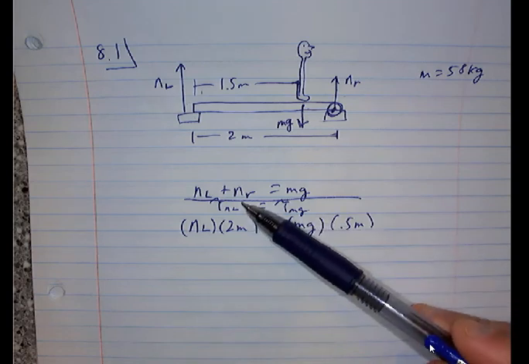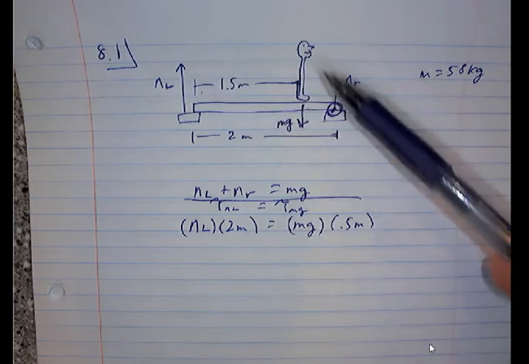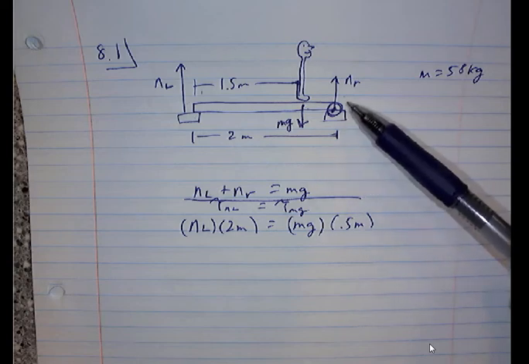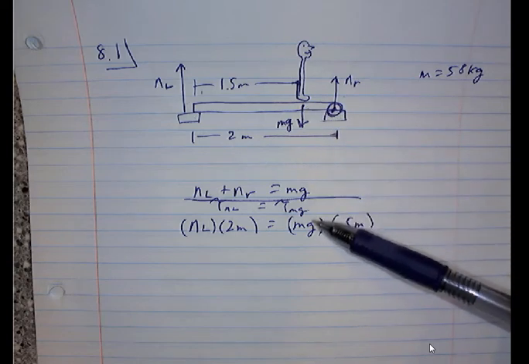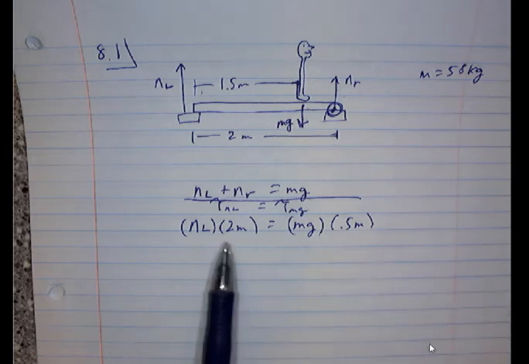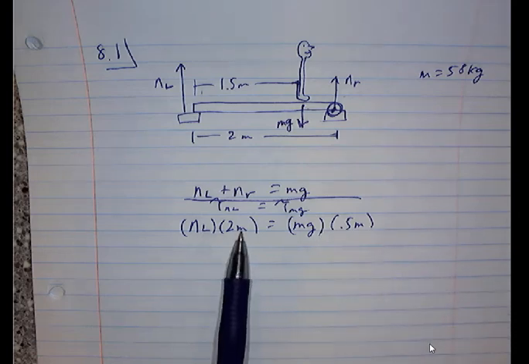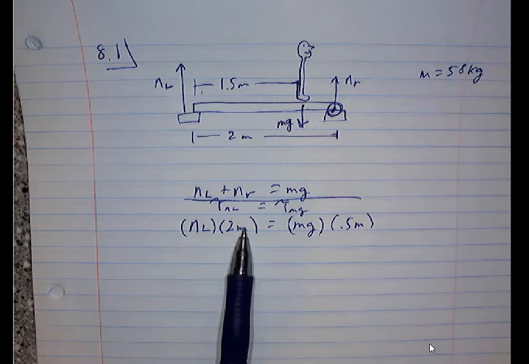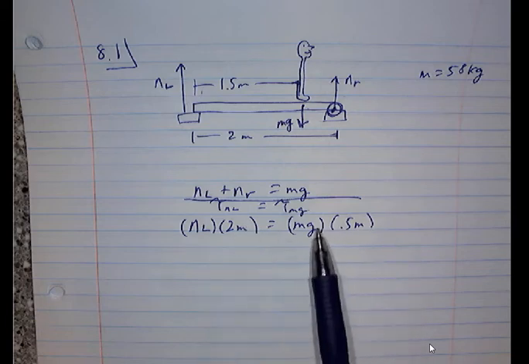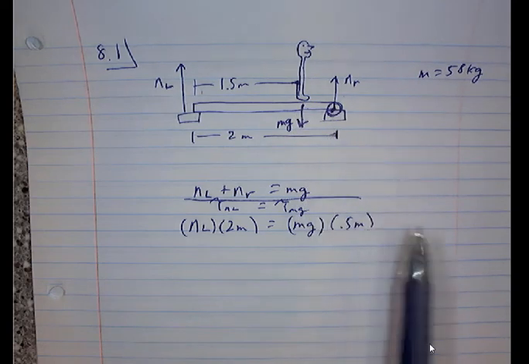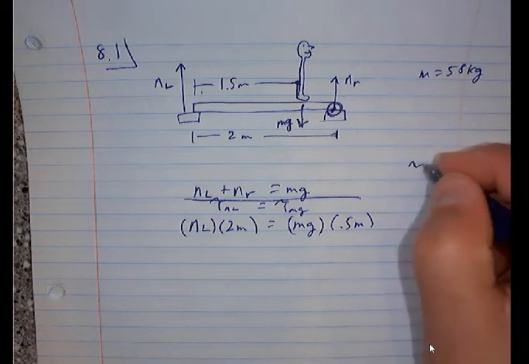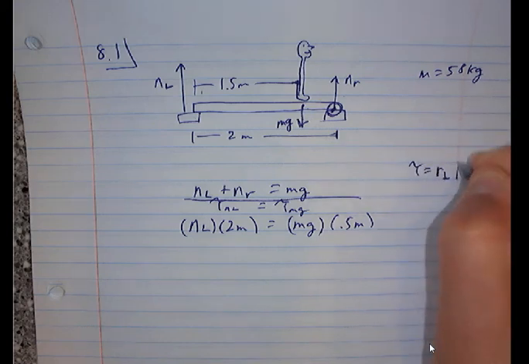Torque from normal left, making it go this direction about the pivot point, is equal to torque from mg, which is this force, and then the distance to the force. And then I put in the details. Normal left times 2 meters, right? Force times the distance to the pivot point, the perpendicular distance to the pivot point, is equal to mg, and then this is the perpendicular distance to the pivot point. Remember, torque, perpendicular distance times the force from the previous chapter.